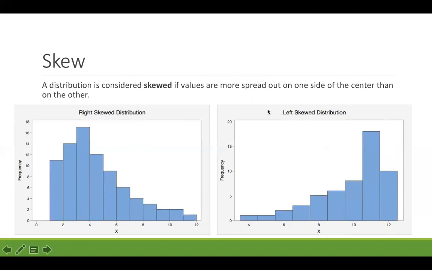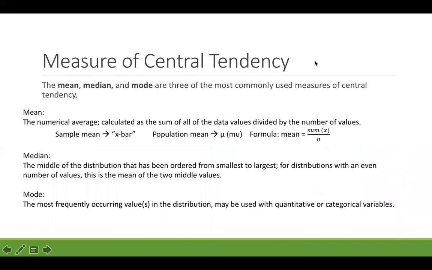All right, so next, measures of central tendency. You've probably heard of these before: mean, median, and mode. At least mean. Mean is numerical average, so it's the sum of all the data values divided by the number of data values, which is just one value. It's not divided by all of them.